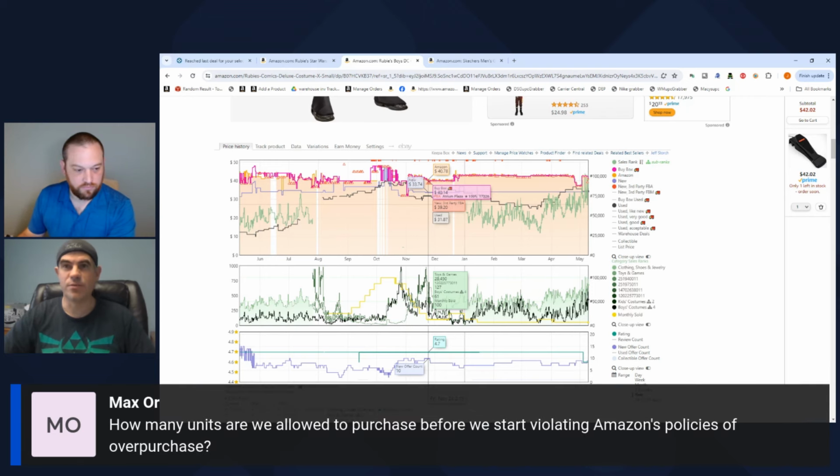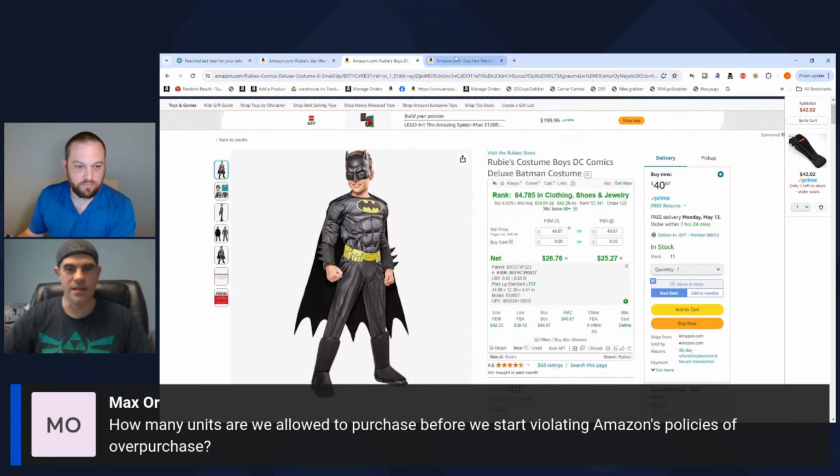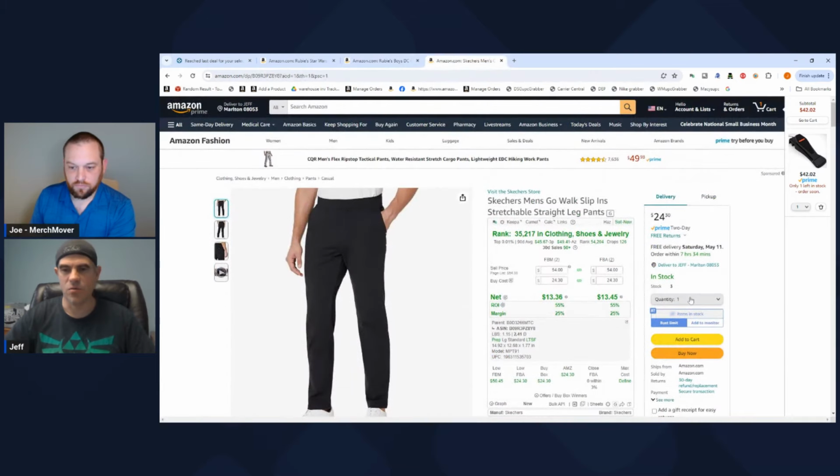How many units are you allowed to purchase if you start violating Amazon policies for overpurchase? So Amazon will have limits on stuff. So in this case, they're in stock. I don't know how many they have, but they have limit 3. So if I go and order 3 and then I go back and try to order 3 more, it won't let me. It's not one where you can do multiple orders and then they yell at you. They have it systematically set up that as soon as you place that order, you can't go back and place another order.